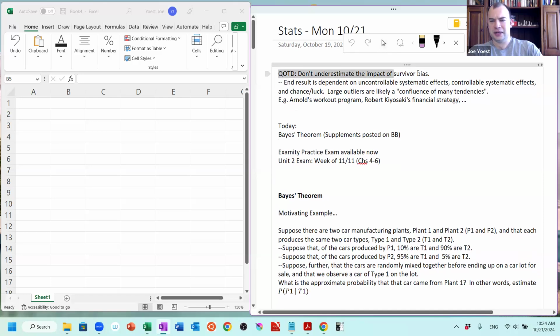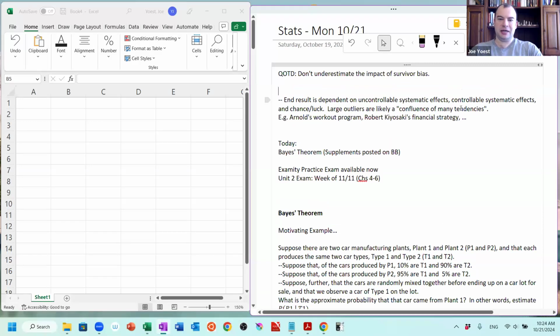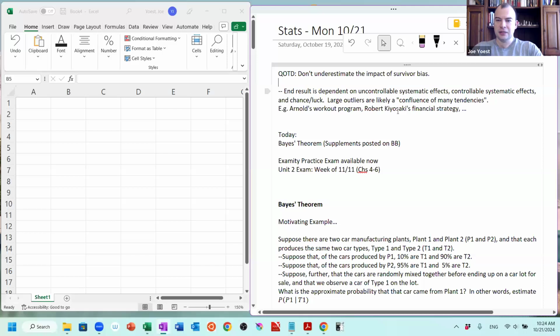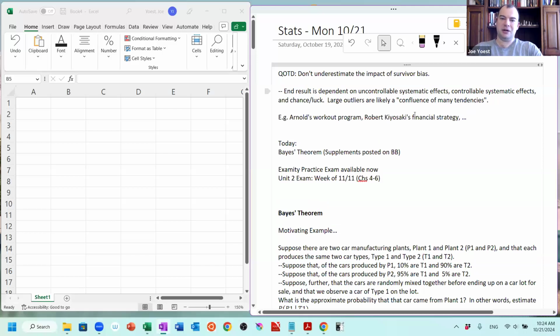And the quote of the day is, I guess, more of an idea of the day today. Something like, "Don't underestimate the impact of survivor bias." This popped up in my mind over the weekend or last week.